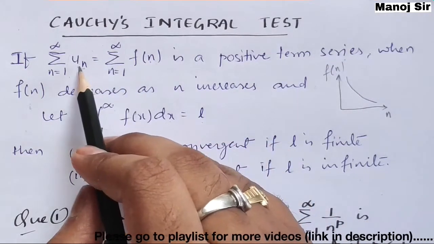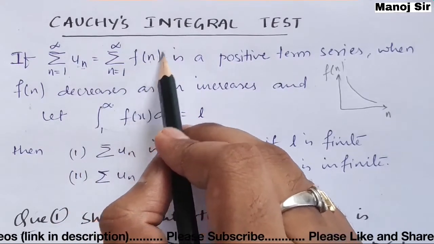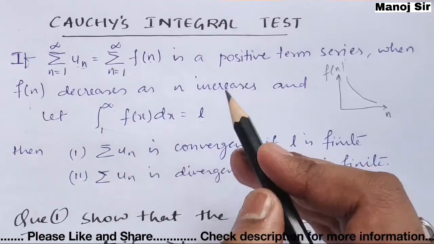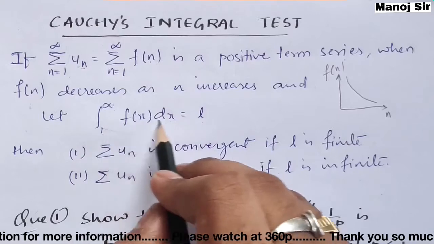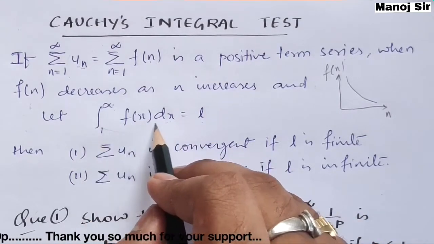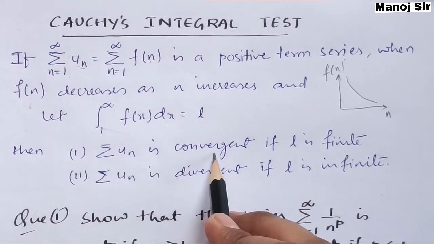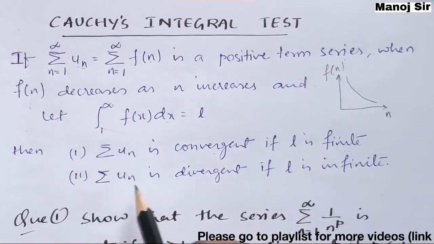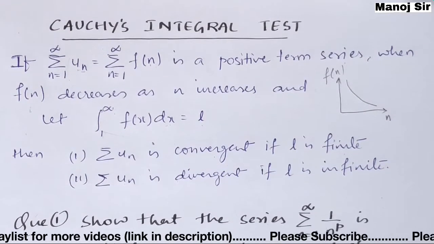Here you can find what is un. From un we can find f of n. From f of n we can find f of x. How can we find f of x? By simply putting x in place of n, you will get f of x. Then we will integrate this with respect to x, and the limit will be from 1 to infinity. Then we will try to find the value of this integral. If the value is finite, then the series is said to be convergent. If the value of this integral is infinite, then the series is said to be divergent. I hope that this part is very much clear to you.